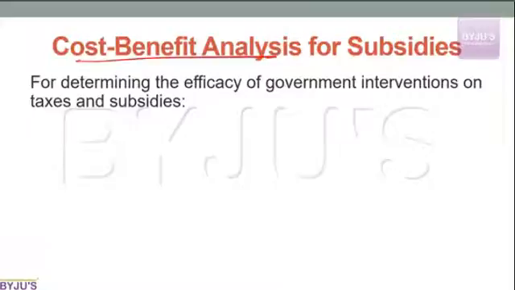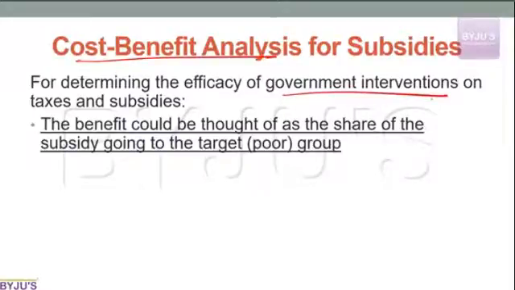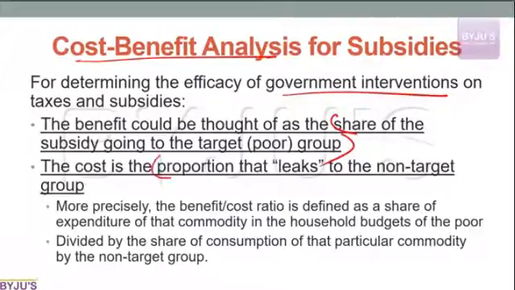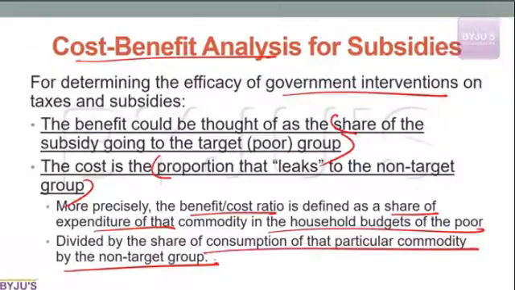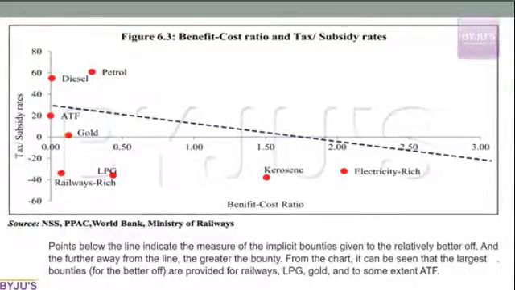Now here we do a cost benefit analysis, or the economic survey does a cost benefit analysis. So how do you determine whether government intervention is useful or not? One, the benefit is the share of subsidy going to the target group. Cost is the proportion that goes to the non-target group. So is the target group getting the majority, or how much is going to the non-target group? This is called the benefit to cost ratio, or the share of expenditure on the commodity in the household budgets of the poor divided by the share of consumption of the particular commodity by the non-target group. So effectively, consumption by the poor to consumption by the rich. This will tell you if the subsidy is worth it or not.